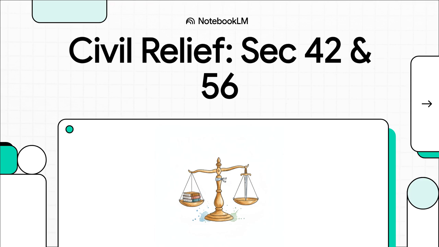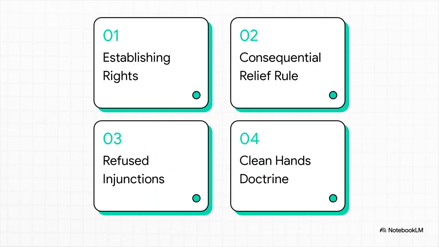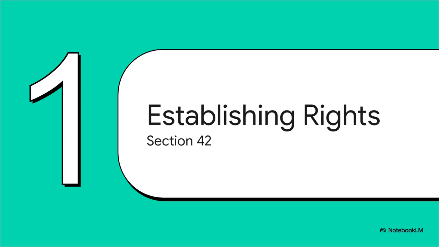Let's get into it. Okay, let's dive into this. Here's our roadmap for today. We've got 4 main sections: establishing your legal rights, the Consequential Relief Rule, when injunctions are refused, and finally a really interesting one called the Clean Hands Doctrine. So, kicking things off with Section 1, establishing your legal rights under Section 42.